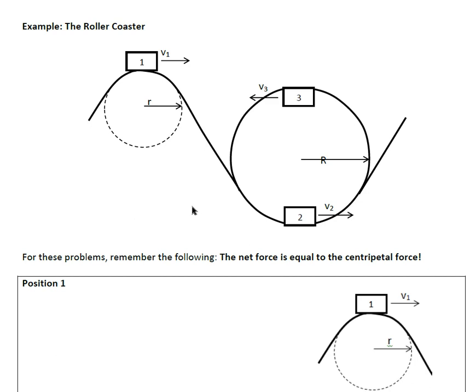Okay, now we're looking at the roller coaster scenario. So this is a little bit harder than the previous question, because in the previous question we saw that the force of friction was the only force that's causing the circular motion.